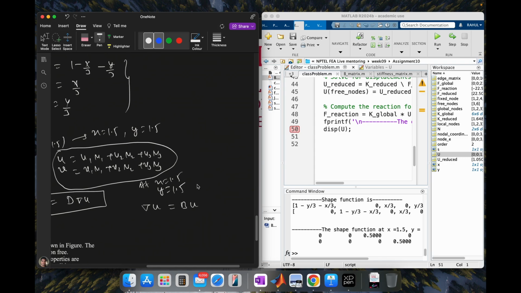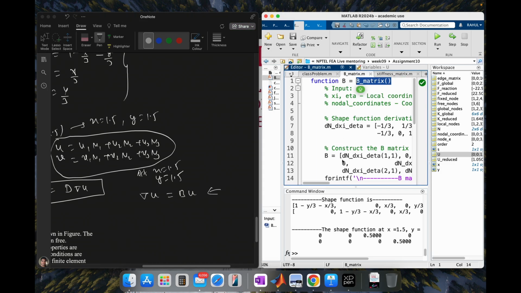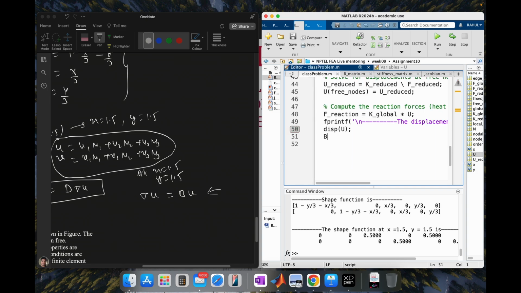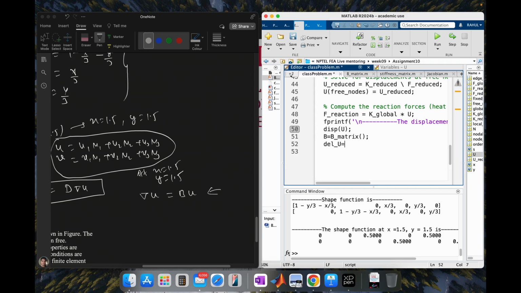So if I find B times u, we can see that B is constant. We already saw that B is a constant matrix, so if you import B equal to the B matrix, then it is a constant matrix. Okay, now if you multiply del u equal to B matrix, what is that?